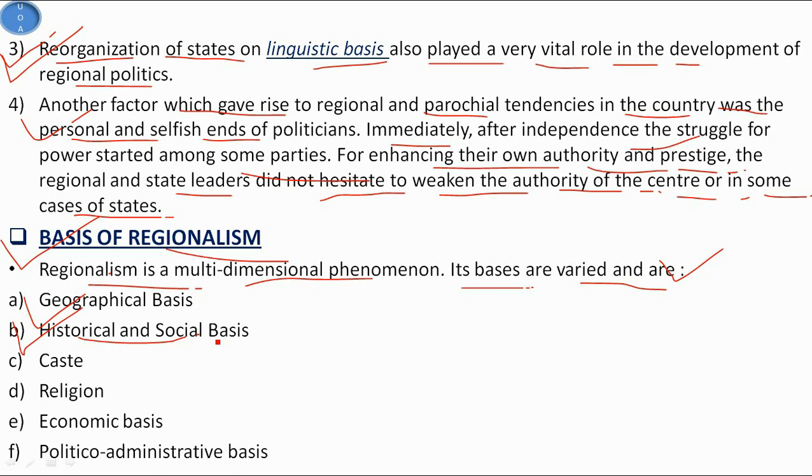Economic and political factors have combined with history to generate regionalism. This can again be seen in the change in the stand of the DMK from secession to one of autonomy within the federal framework of the constitution.